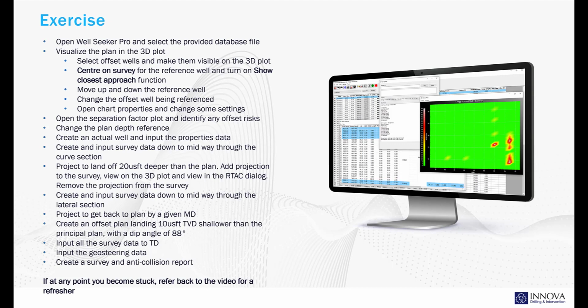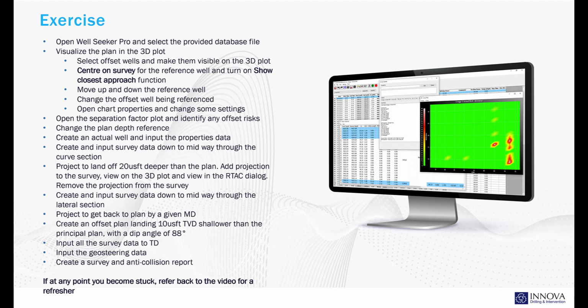Now for the end of video exercise. Effectively, you'll be going through a very similar process to what was covered in the exercise. So first step, open WellSeeker Pro and select the provided database file. Visualize the plan in the 3D plot, and when within the 3D plot, select offset wells and make them visible. Center on survey and show closest approach for your reference well.